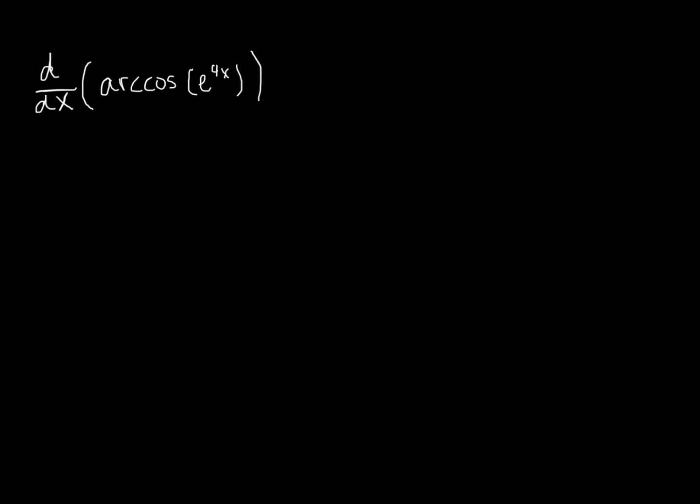I can alternatively write them as arc sine, arc cosine, arc tangent, arc secant, arc cosecant, arc cotangent. That means the same thing as inverse cosine of e to the 4x. So what I like to do here is actually write out my derivative rule. That helps me remember it each time. So I'll go ahead and write that out. You should try that. Try to write it out from memory.